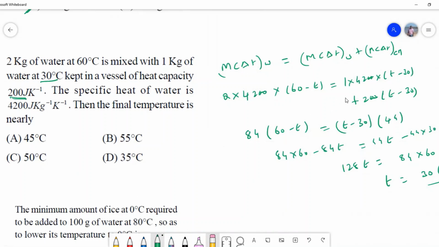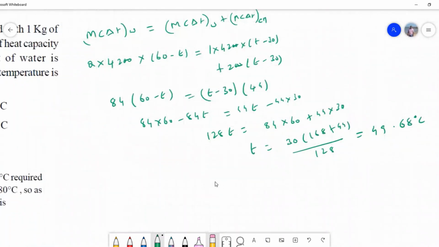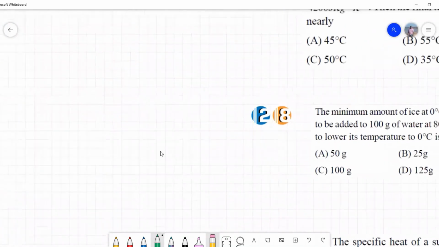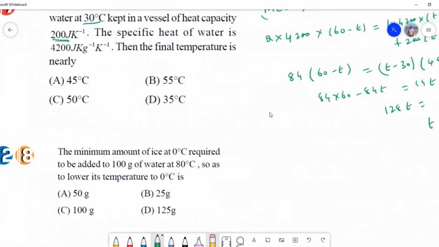And for the cold water, the mass is 1, specific heat is 4200. The resultant temperature will be more than 30, so T minus 30, plus MC of the calorimeter, the heat capacity of the vessel, is 200. And again, for that also the change of temperature is T minus 30. So when you simplify that, you'll get the answer as nearly 49.68, which is nearly equal to 50 degrees centigrade.